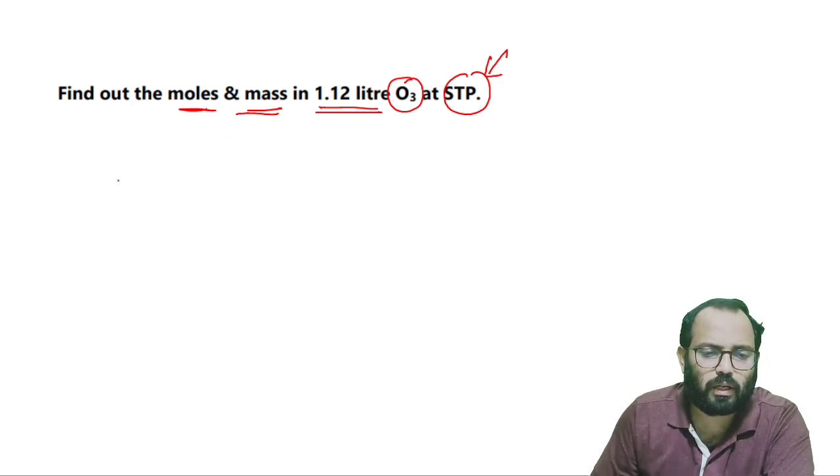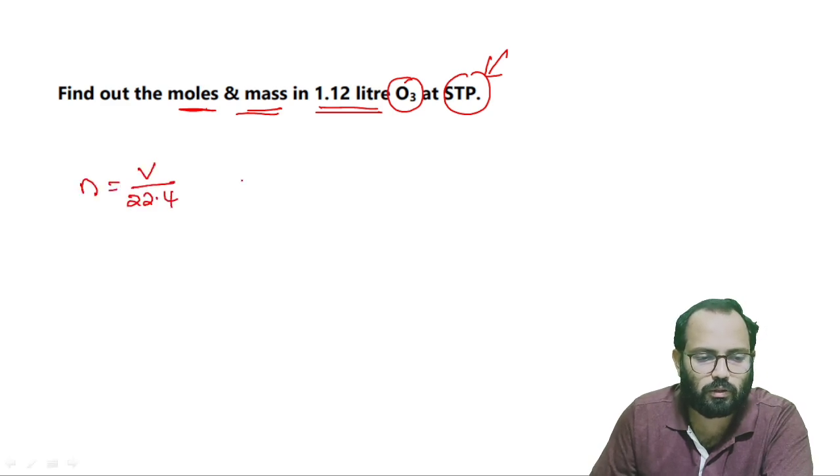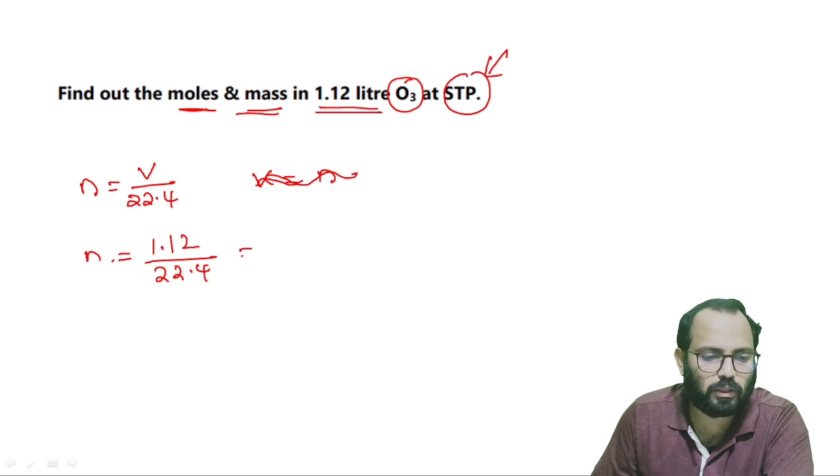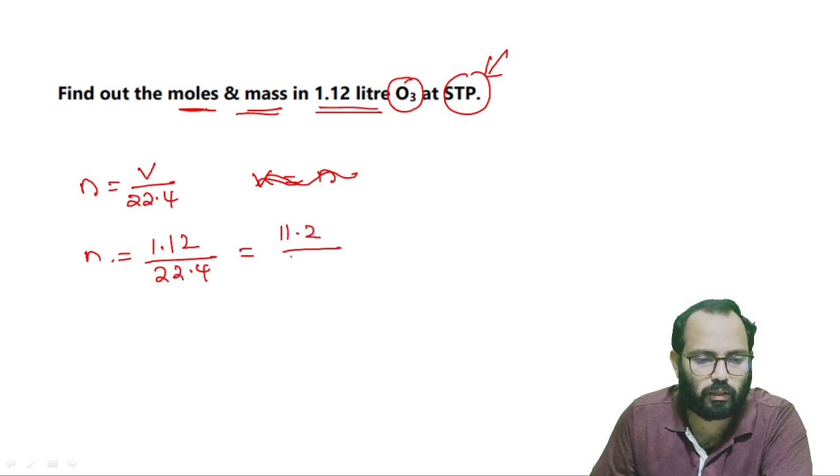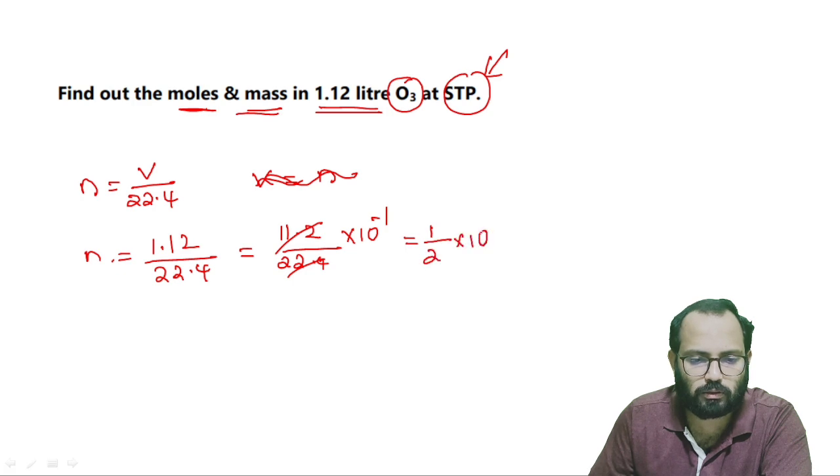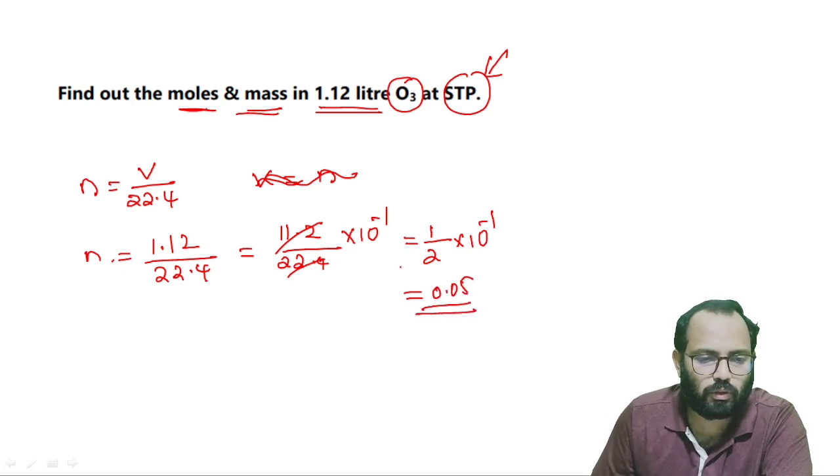Yes, they have given the volume. They have mentioned it is at STP. So N is equal to V by 22.4 liters. Sorry, we wanted to find out N, right? N is equal to V, which is 1.12 liters, by 22.4 liters. So we can write it as 11.2 by 22.4 into 10 power minus 1. So this is 1 by 2 into 10 power minus 1. So 0.05 will be the answer for the number of moles.